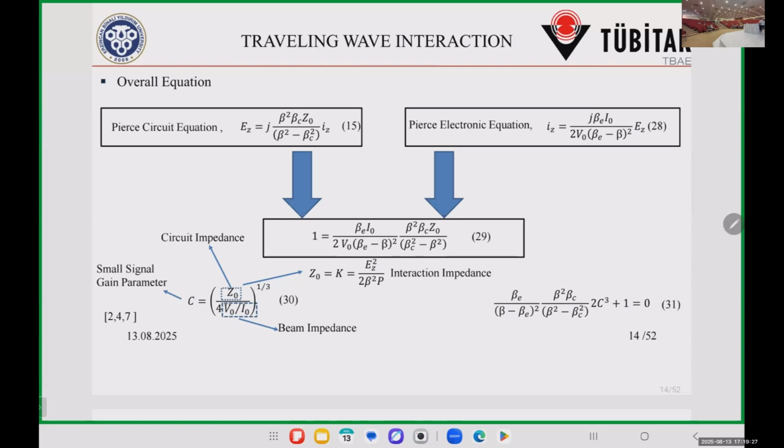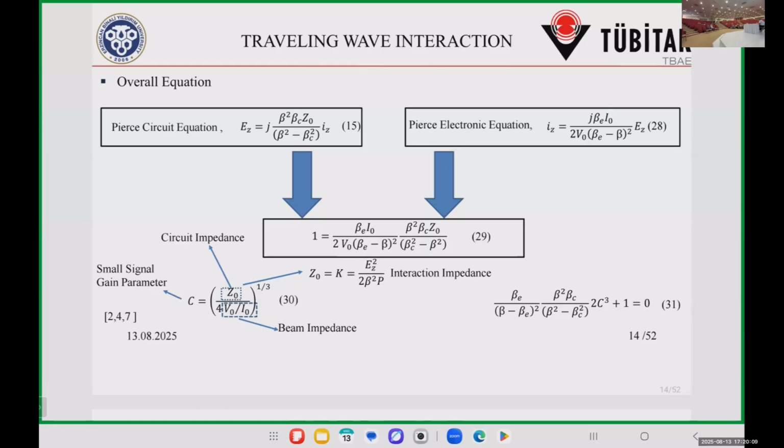In some books, for example in Pierce's book, this can be defined as the interaction impedance, written as K. K equals E0 squared divided by 2 beta squared P, where E0 is the axial component of the electric field, beta is the propagation constant of the slow wave structure, and P is the power flow.